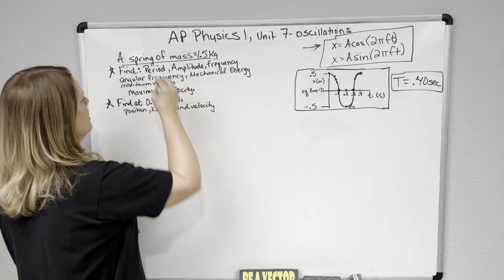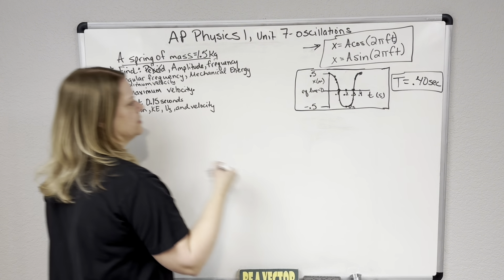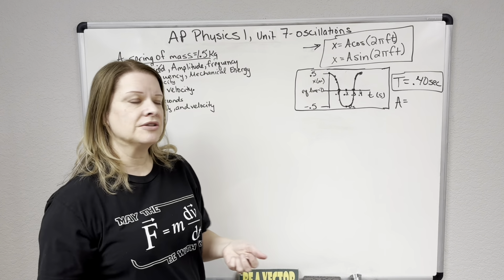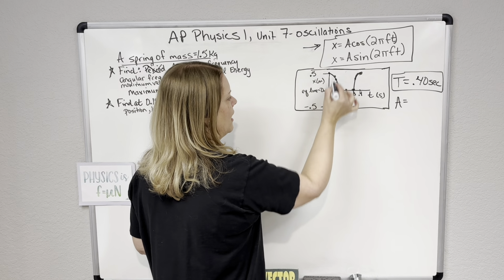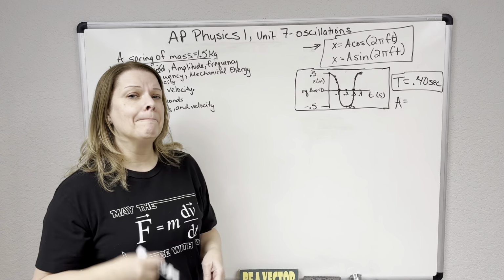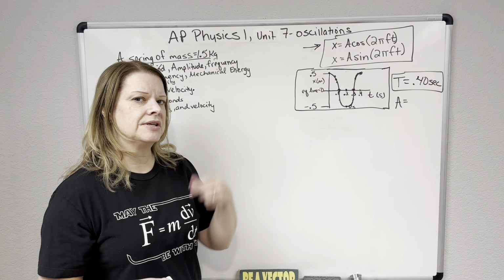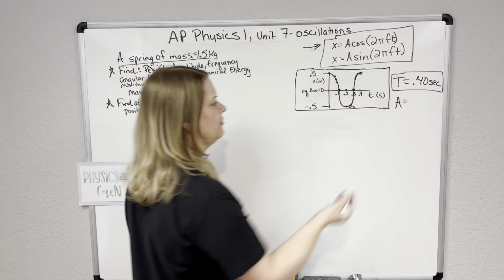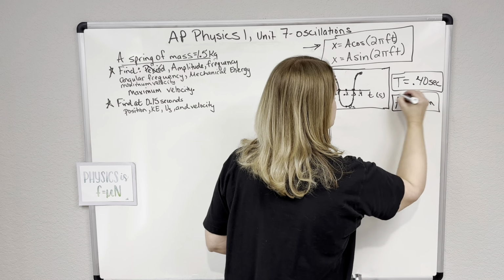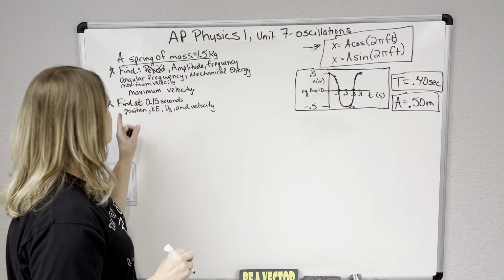Okay, now the next thing they asked, we did period, perfect, was amplitude. Amplitude is that max distance stretched or compressed from equilibrium. 0.5. Negative 0.5, it's 0.5. They're going to ask you for the magnitude of the amplitude because it could be 0.5 or negative 0.5. Anyway, it's 0.50 meters because remember that's a distance, maximum distance from the equilibrium line.